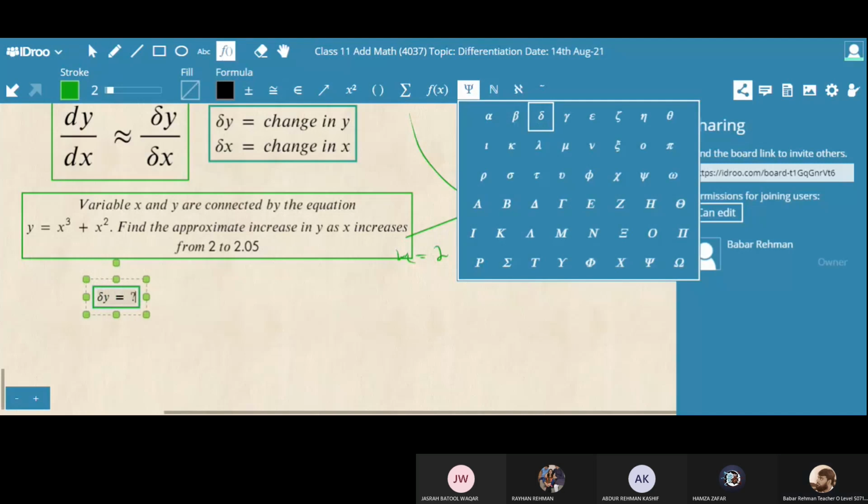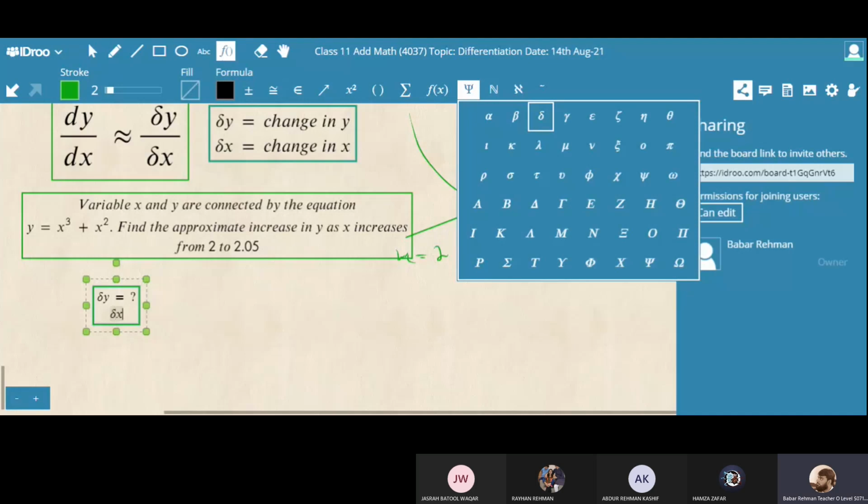As x increases from 2 to 2.05, what is the change of x given to us? Can you tell me? 0.05. What is the change in x? 0.05.